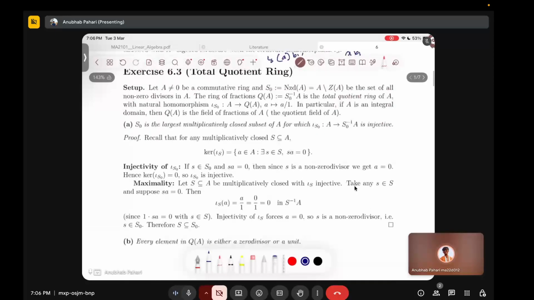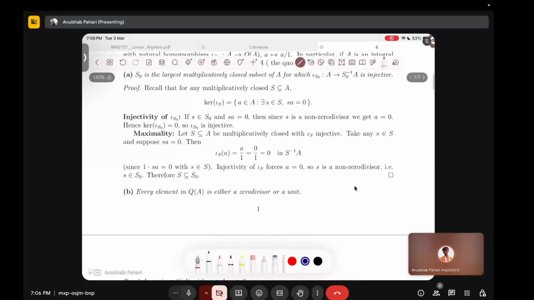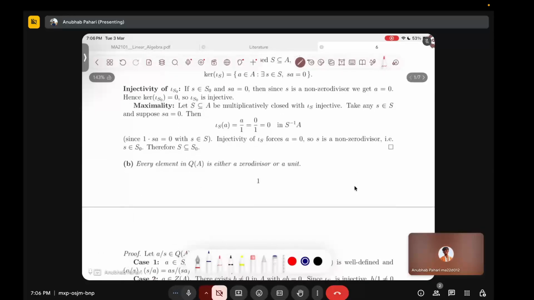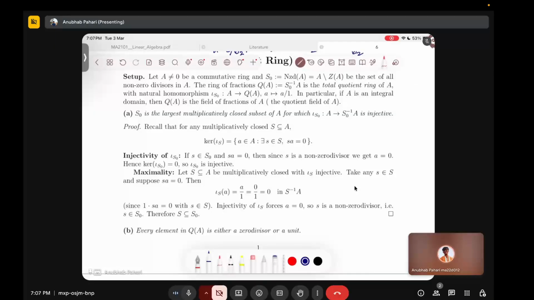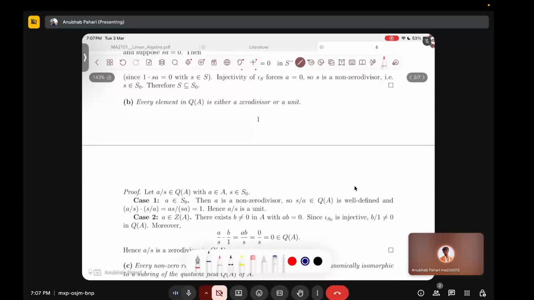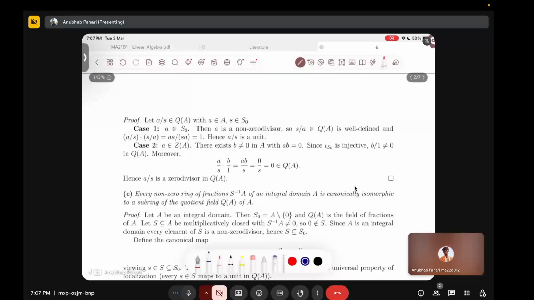Now we have to show that every element in Q(A) is either a zero divisor or a unit. This field of fractions which we are seeing, we have to show that every element in Q(A) is either a zero divisor or a unit. For the first thing, let's take a by s from Q(A) with a belongs to A and small s belongs to S0. For case 1, let a belong to S0. Then a is a non-zero divisor, and so s by a is well defined, and a by s times s by a equals sa by sa, which is 1. Therefore a by s is a unit.